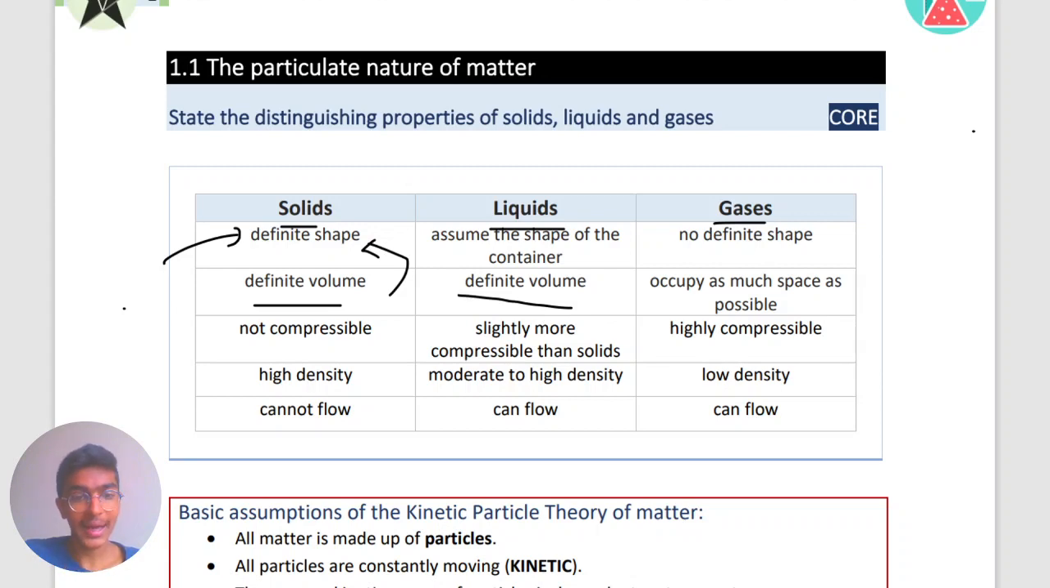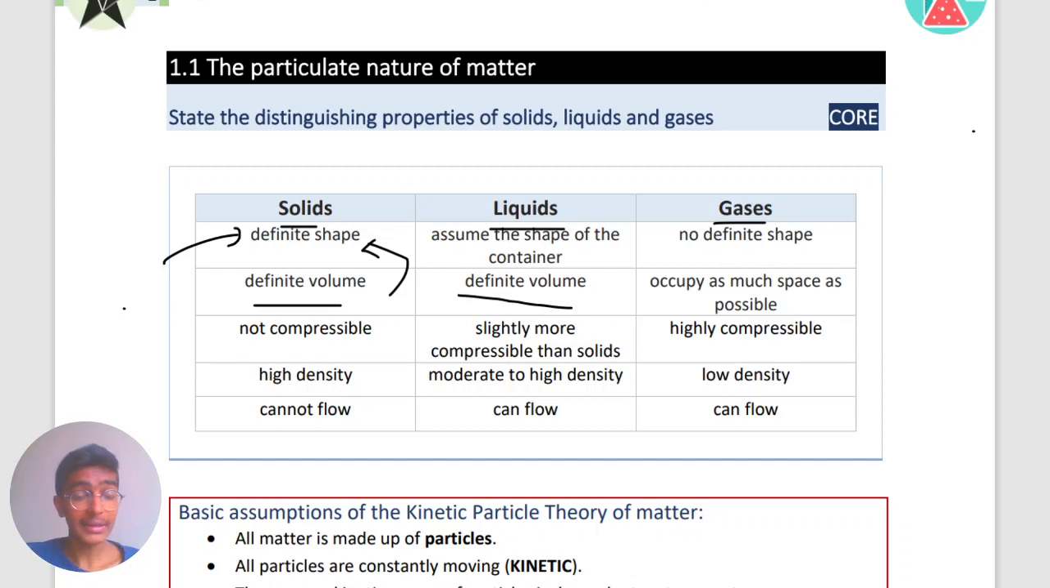Then we have a look at density. In terms of density, solids will have high density, liquids will have moderate to high density, and gases will have low density. So you can see from solids to gases, the density is decreasing as it goes down the path.